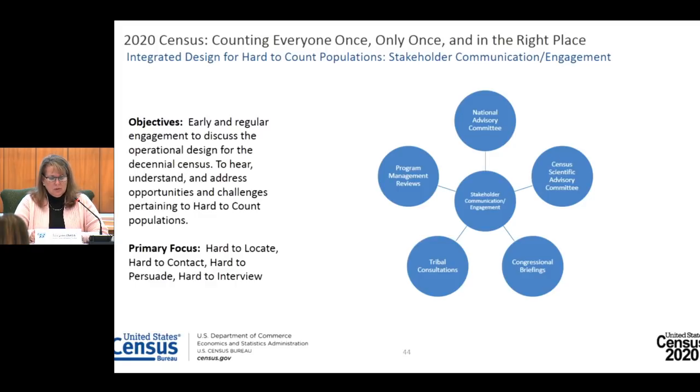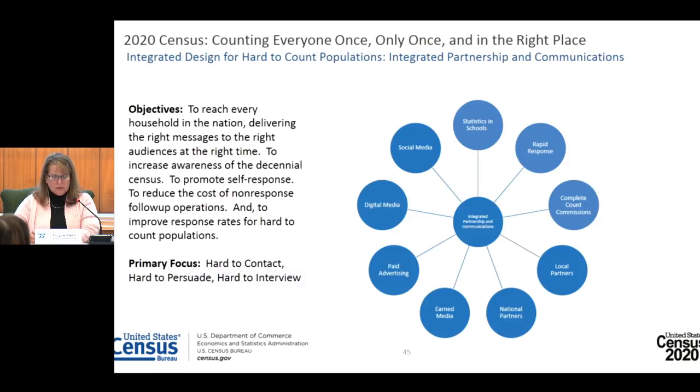Our efforts around stakeholder communication and engagement include forums such as these program management reviews, regular engagements with our National Advisory Committee and our Census Scientific Advisory Committee, congressional briefings, and tribal consultations, which proved invaluable in collecting input and advice on preferred enumeration methods. When we consider the hard-to-count framework, stakeholder communication and engagement focuses on all 4 segments: hard to locate, hard to contact, hard to persuade, and hard to interview.